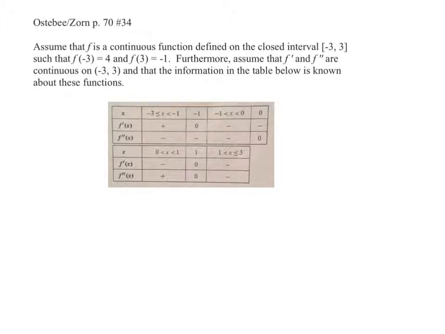We're supposed to assume that f is a continuous function defined on the closed interval -3 to 3, and there's two specific values given. Furthermore, you're supposed to assume that f prime and f double prime are continuous on the entire interval. The information in the table shows all of the values that you need to know about the function. The one thing that's a little confusing in the textbook where this is from, the chart continues on to the next line just as a space-saving feature.